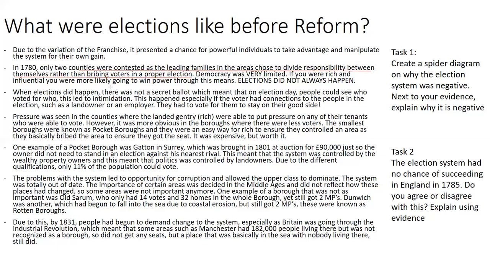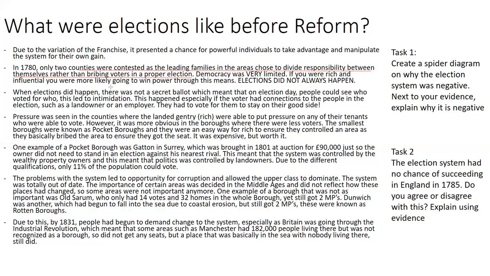So one example was a place called Gatton in Surrey, which was bought in 1801 at an auction for 90,000, just so the owner didn't need to stand in an election against his nearest rival. So the person that bought it, who had the power in Gatton in Surrey, thought it was probably cheaper to buy it than to go through an election. He was guaranteed power though, because he bought it.